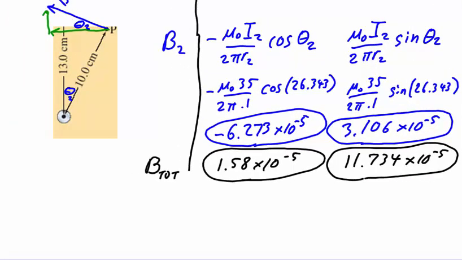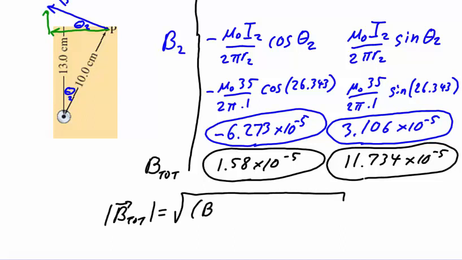It is then very simple to solve for the magnitude of B total by taking the square root of B total x squared plus B total y squared. And when we do so, we get the final answer, 11.84 times 10 to the minus 5 Tesla.